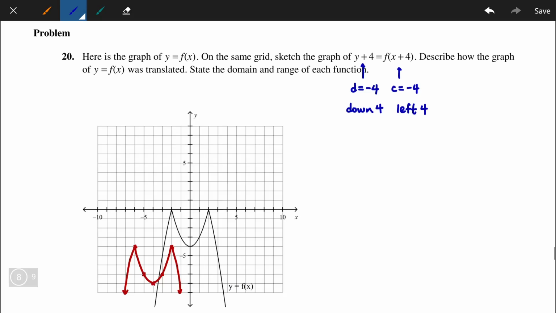So the other piece is the domain and range, of course. So the domain of the original y equals f of x, the domain is all real numbers.